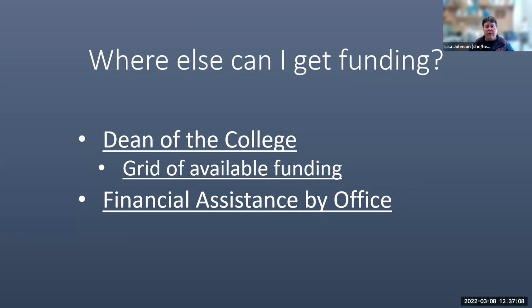Another place to find funding sources is the Financial Assistance by Office webpage. And Angelo, did you put the link in there, or are you going to? I have. I've dropped it. Okay, great. Thank you. So this will tell you, by office, what sort of funding might be available to you. And it's interesting, some departments have funding for their majors to do summer activities. So you might want to take a closer look at that. And again, definitely submit your requests if it's something that you're eligible for.